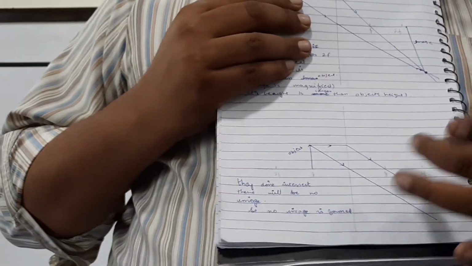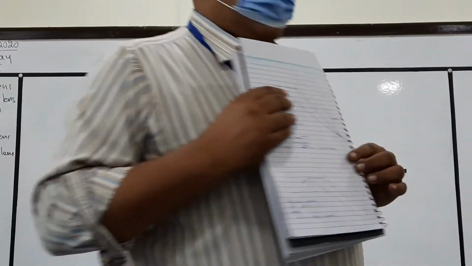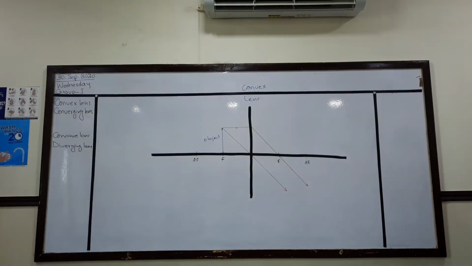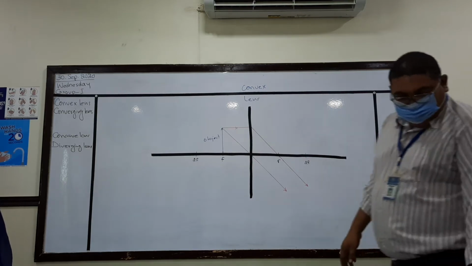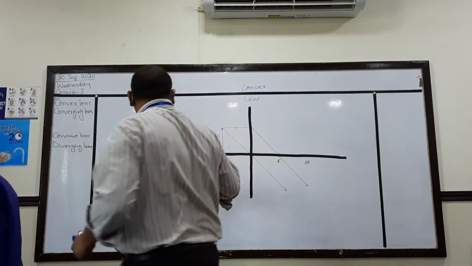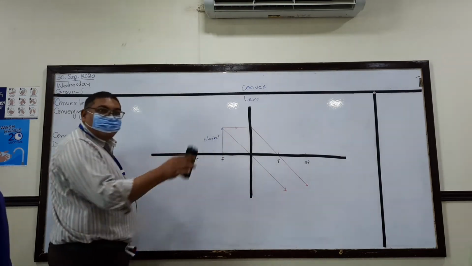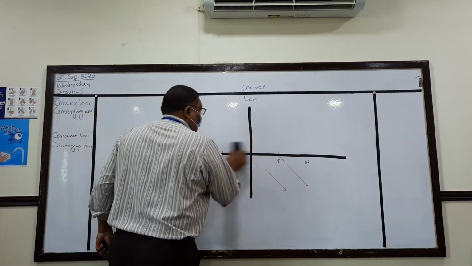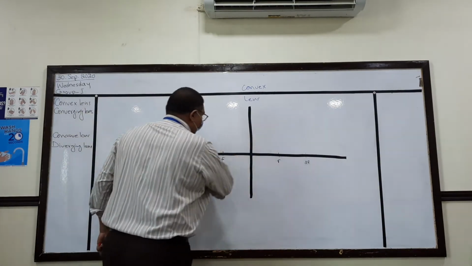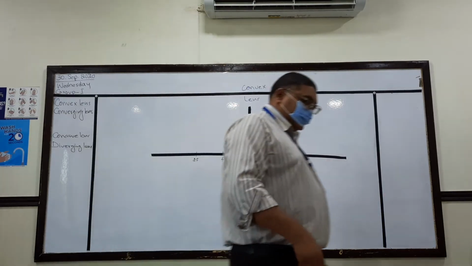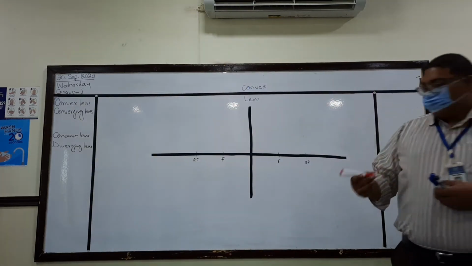Okay? So this is the diagram. Okay, so you understand this? No image is formed. Okay. And then I can erase it.